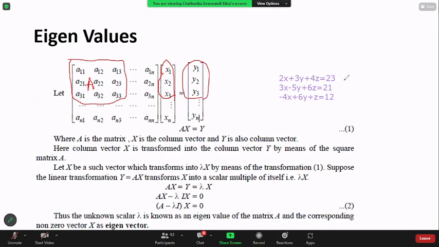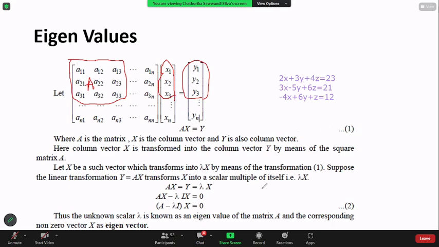Right? So for these three simultaneous equations, we have created our own capital A matrix, capital X column matrix, and capital Y column matrix. So now you can see, when we multiply the capital A matrix with this capital X matrix, you will be able to get Y. So simply, that is these three simultaneous equations.